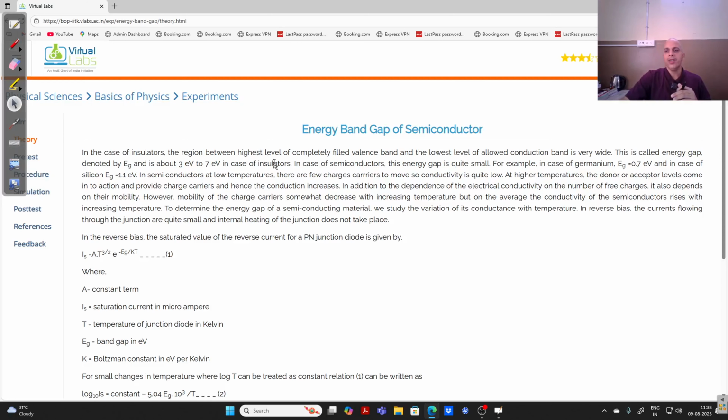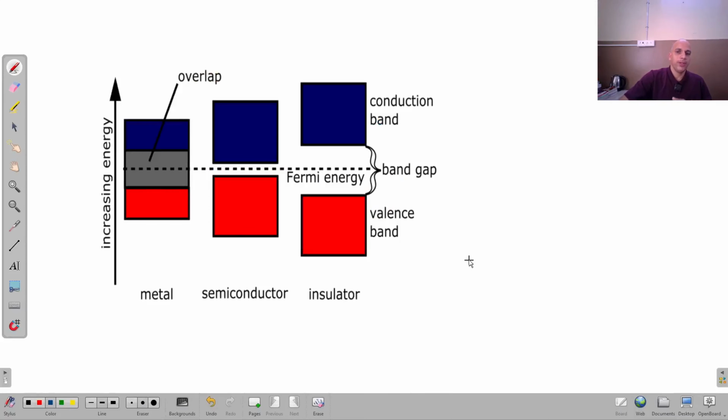You can see here, in case of germanium it is 0.7 electron volt, and in case of silicon it is 1.1 electron volt, right? So actually even for different semiconductor materials it can have different values, right? But these two are the prominent ones, silicon and germanium. So we should remember the value of the energy band gap. I can show you here the diagram from where you can get clarity.